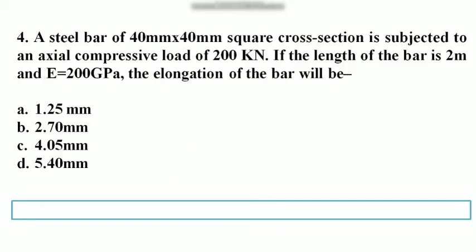A steel bar of 40 mm cross 40 mm square cross section is subjected to an axial compressive load of 200 kilonewton. If the length of the bar is 2 meter and capital E equals 200 GPa, the elongation of the bar will be: option A 1.25 mm, option B 2.70 mm, option C 4.05 mm, and option D 5.40 mm.